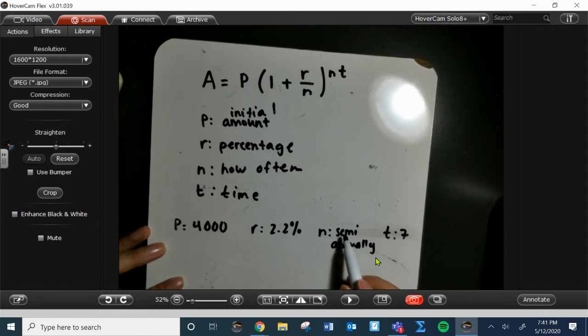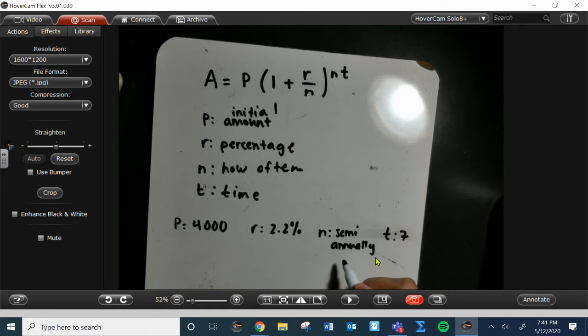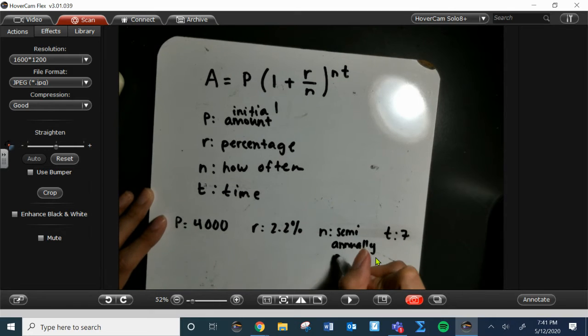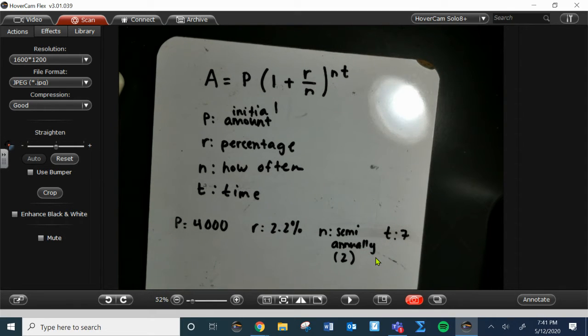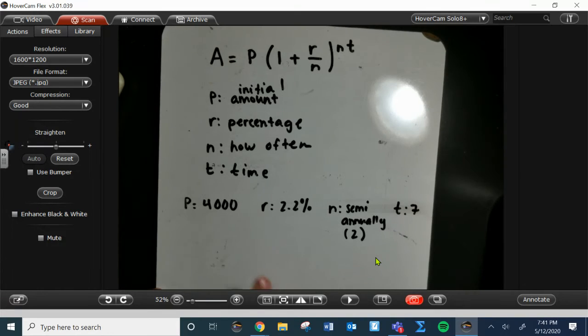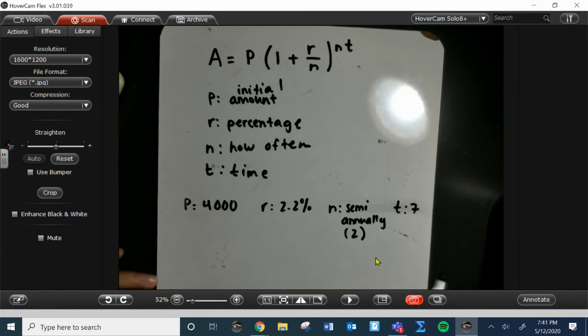Okay, so the word semi-annually actually means like every, like twice a year. It's like halfway through the year. That's what semi-annually means. So if it said quarterly, that would be 4. Semi-annually means twice. So 2 for us. Take all of your numbers and plug them in.